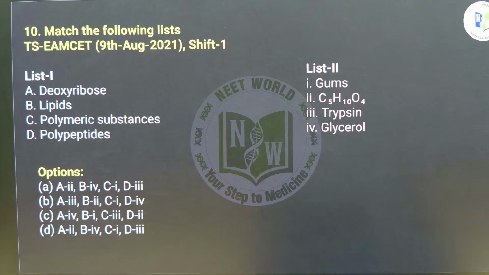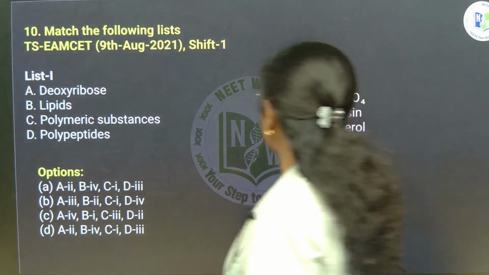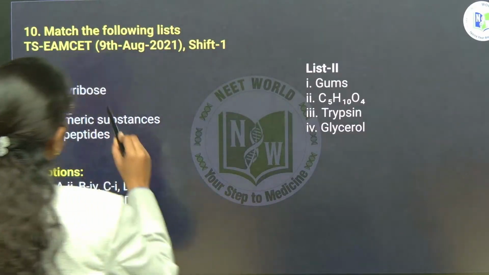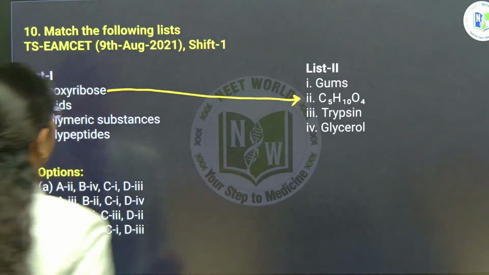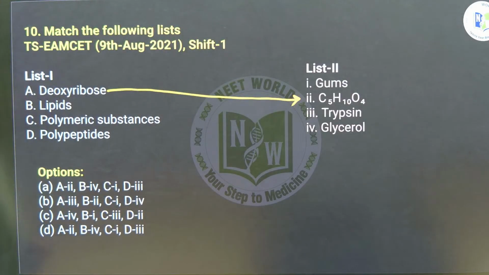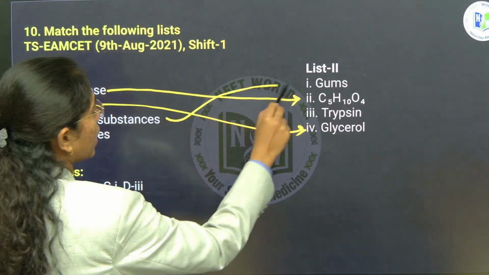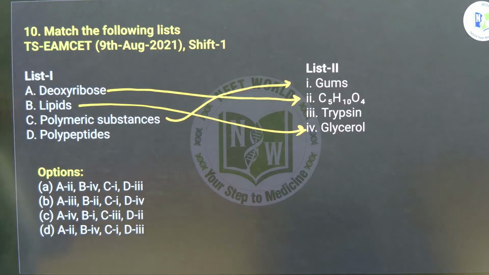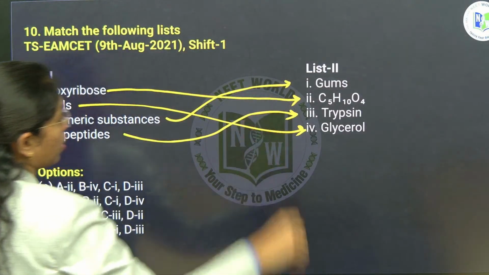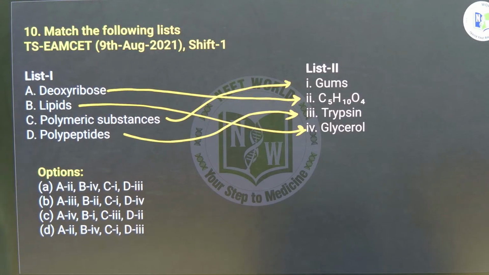Match the following type again. Deoxyribose sugar. It is a pentose sugar, right, which is option 2 here. Lipids, example you can take glycerol. Polymeric substances, example you can take gums. Polypeptides, example trypsin. Fine, right. So, what will be the right answer over here, ma? A is 2, B will be 4, C is 1 and D is 3. Option A will be the right answer. Next question.